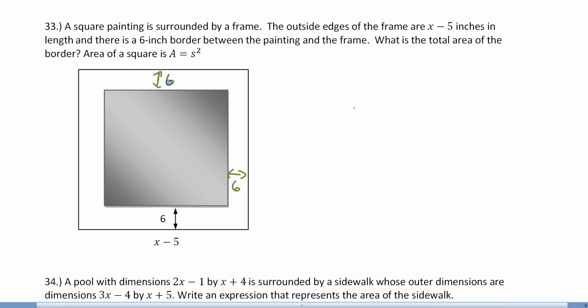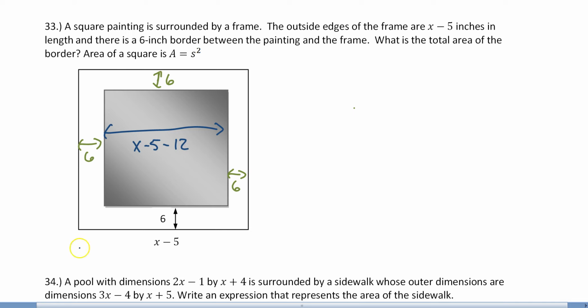Up here is also 6 inches. Over here is also 6 inches, okay? And so what we need to do is identify the area or the dimensions of the painting itself. And so when you look at the painting itself, and this is probably the trickiest part, the distance from one edge of the painting to the other edge of the painting is basically the x minus 5, but then we're going to take away 12.